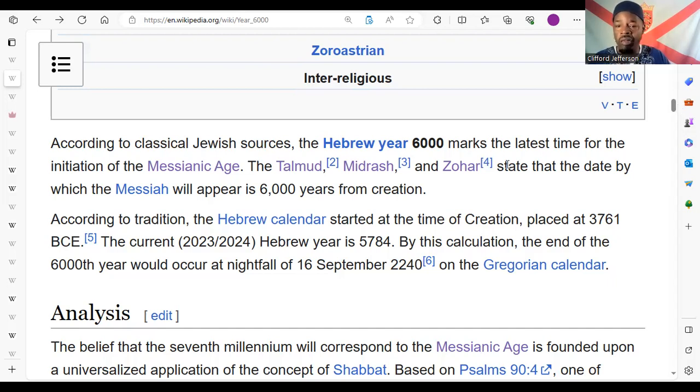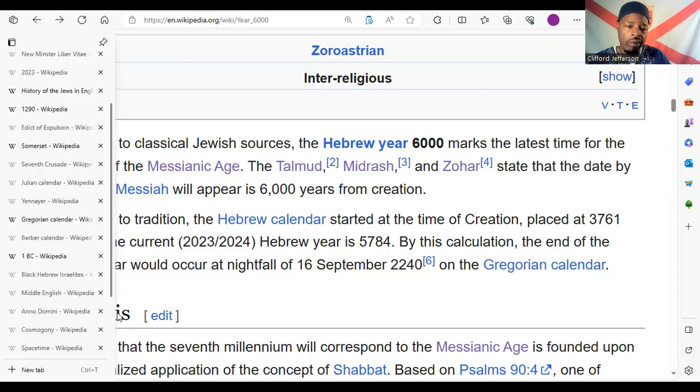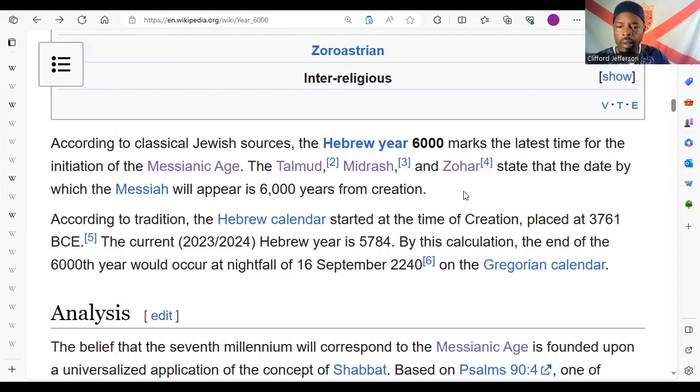And the information is based off the Zohar. And the Zohar is based on what we call cosmogony. Cosmogony. All right, if you visit that. Let's just make sure. Zohar.